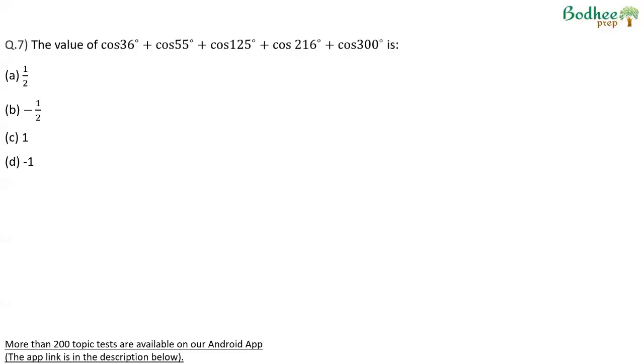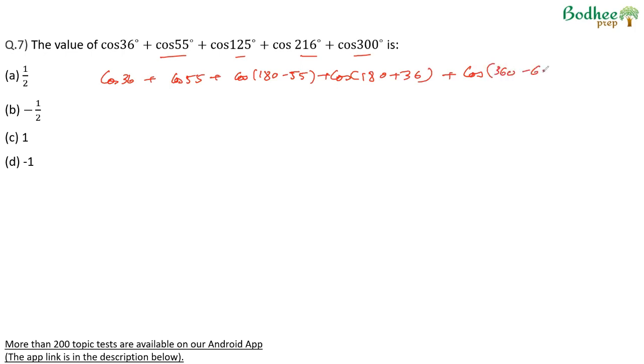Cos 36, 55, 125, 216, 300. Cos 36 remains as it is. Cos 55 remains as it is. This becomes cos 180 minus 55. This becomes cos 180 plus 36. Cos 300 is cos 360 minus 60. Cos 36 degree remains as it is. Cos 55 degree remains as it is. Cos 180, so cos will not change.